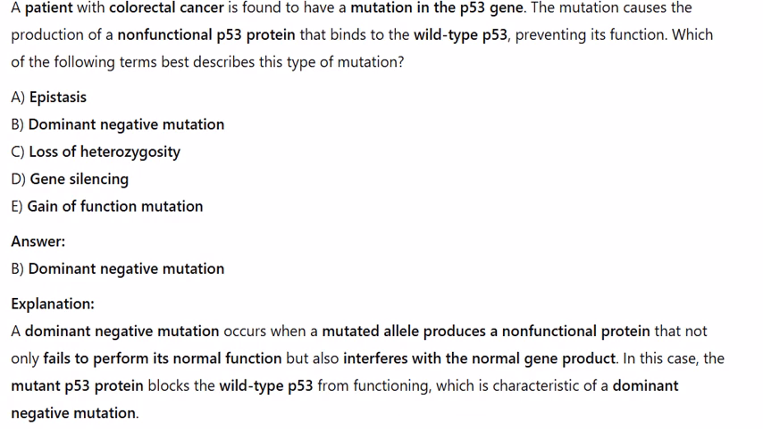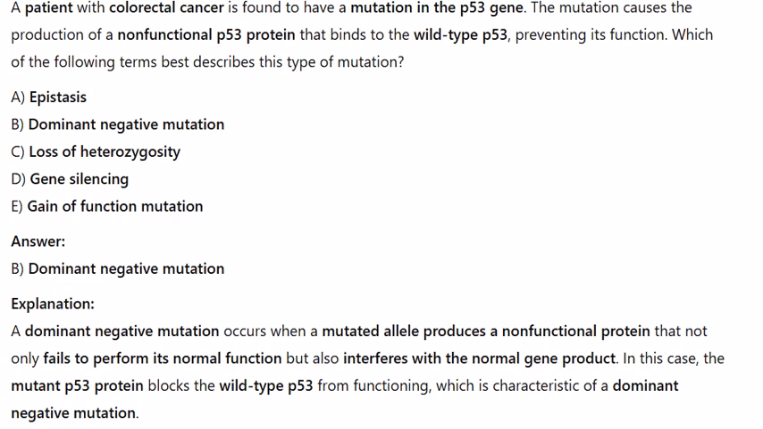A. Epistasis, B. Dominant negative mutation, C. Loss of heterozygosity, D. Gene silencing, E. Gain of function mutation. Answer. B. Dominant negative mutation. Explanation.